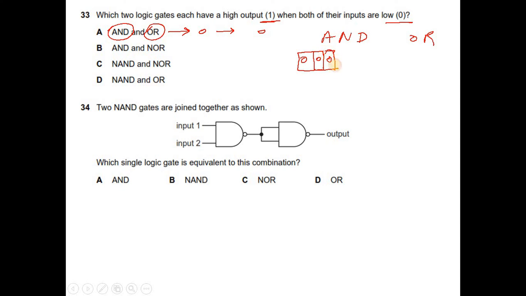So this column is the output. For OR it is also the same. If both the inputs are 0, then the output is always 0. So AND and OR cannot be your option. So A is gone, because AND is involved, and D is gone, because OR is involved. The remaining are NAND and NOR. So the option is C.